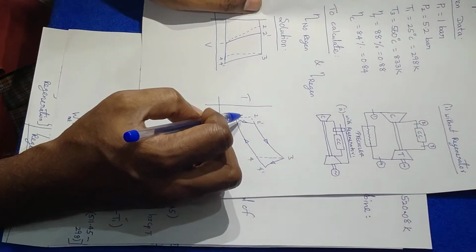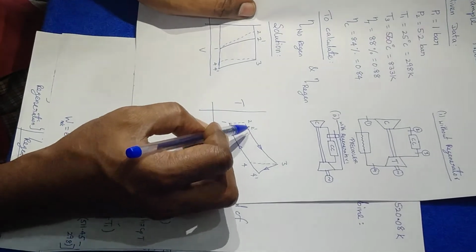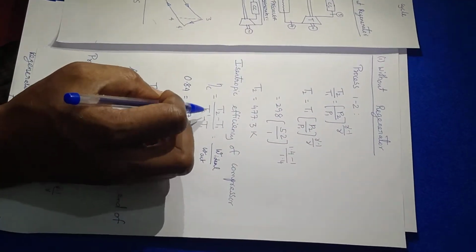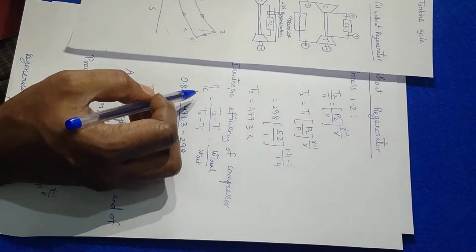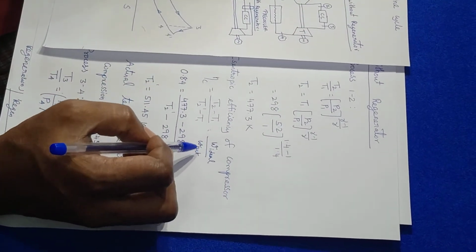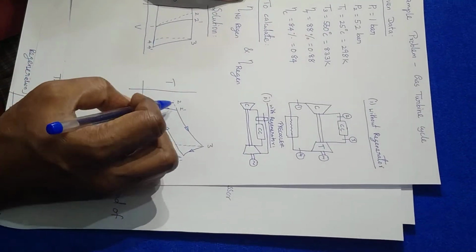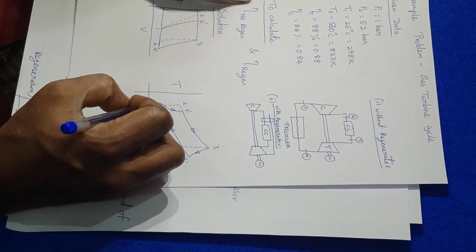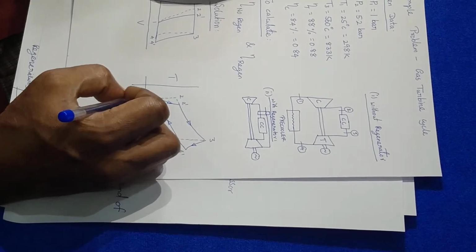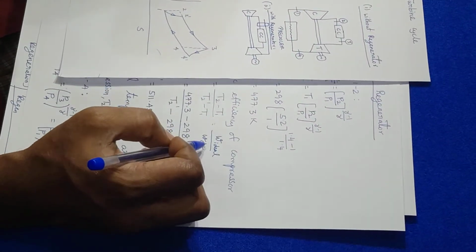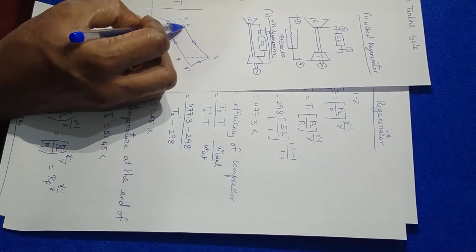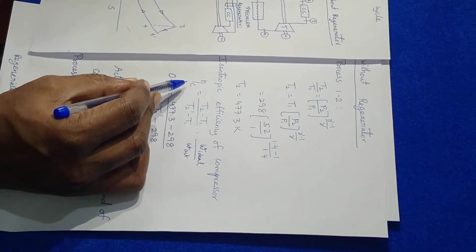So by using the compressor efficiency, we are going to find T2 dash. By using the turbine efficiency given in the problem, we are going to find T4 dash. Let us see how to find T2 dash. So by using the compressor efficiency, what is compressor efficiency? Ideal work input divided by actual work input. In the compressor, this is the actual work input and the ideal work input. Since the actual work input is more than ideal work input, the efficiency is ideal by actual. So T2 minus T1 divided by T2 dash minus T1 is nothing but compressor efficiency.